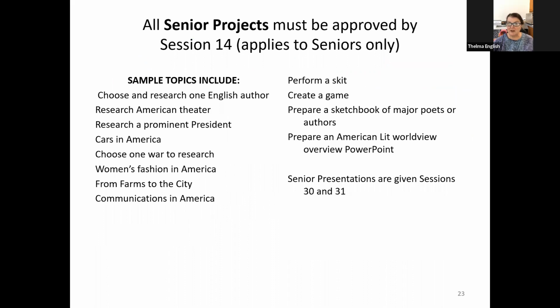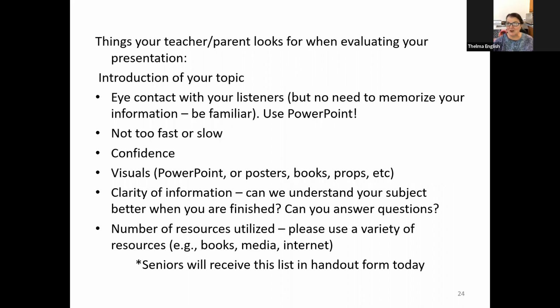Senior projects, I'm going to leave this for seniors to research later. There is a handout of this in session 1, and you can print that, or perhaps your teacher thought ahead and printed it, but we're not going to spend time talking about something only seniors need to do.